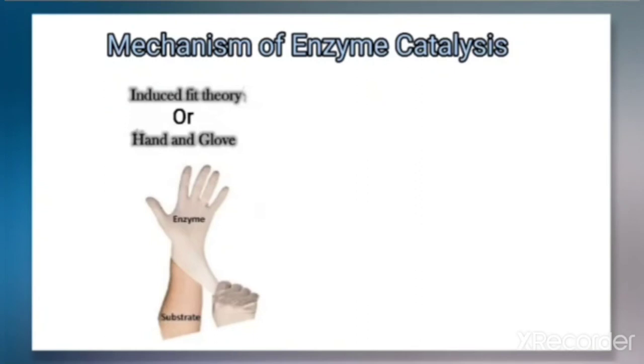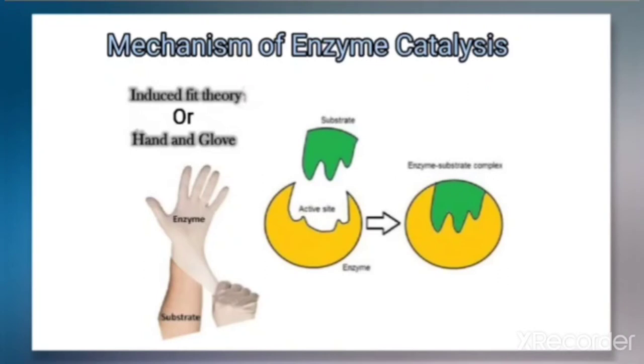The next model is the induced fit theory, or hand in glove model. As we know, the shape of the glove and the hand is not complementary, but when the hand is inserted into the glove, it gets correctly fitted. Similarly, you can consider the hand as a substrate and the enzyme as a glove. In the case of enzymes, the shape of the active site of the enzyme and the substrate are not complementary.